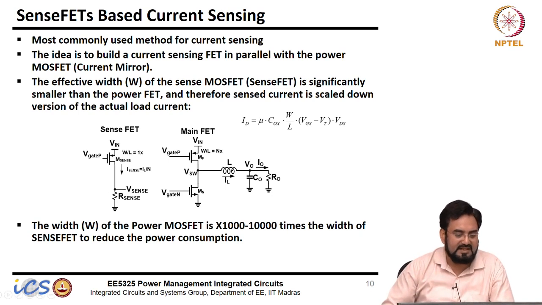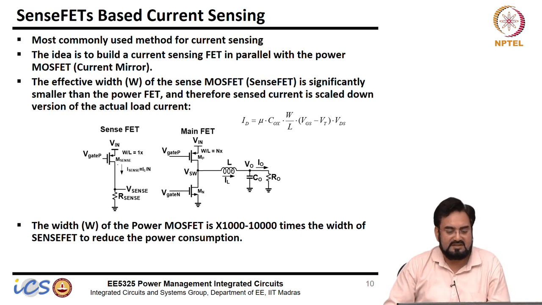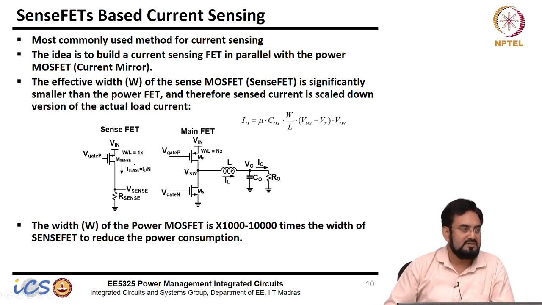But here in the linear region, even a small change in the voltage can cause a huge change in the current. Okay. So, which means we have to match both VGS and VDS, and that is what we do here. So, if this is n times and this is 1x, again a 1:n ratio here, which could be 1000 to 10,000 times.